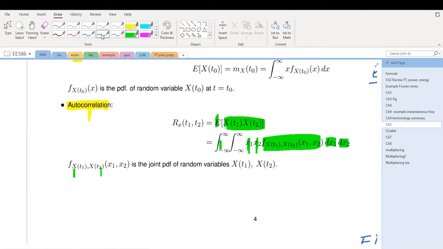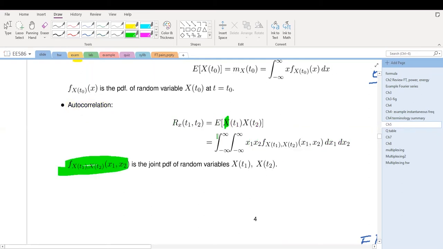After we calculate this expectation, we see it is a function of t1 and t2, because the PDF is a function of t1 and t2. The autocorrelation can be obtained by evaluating this double integral. We can also obtain the autocorrelation by directly taking the expectation of x(t1) multiplied by x(t2). We're using an example to illustrate the calculation.